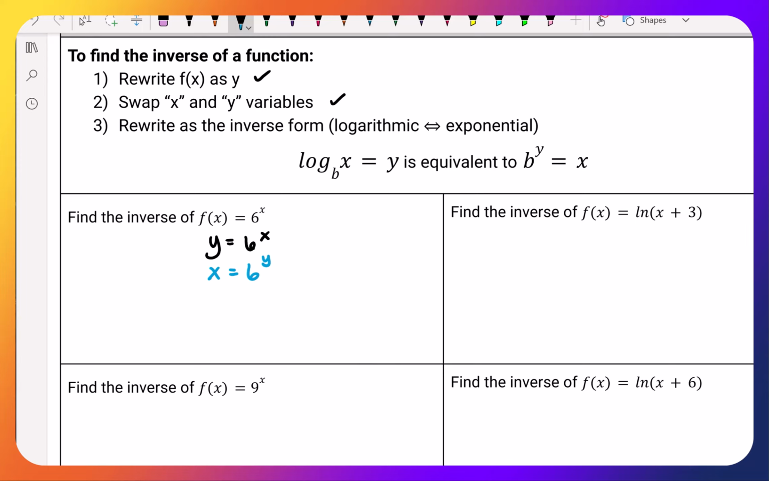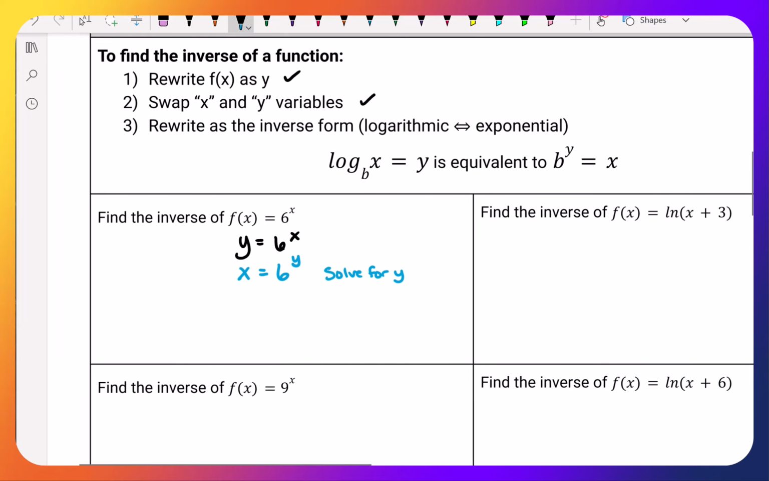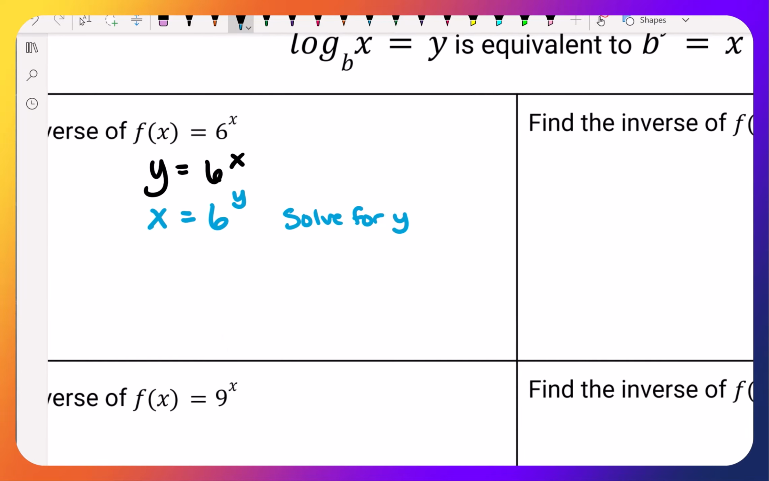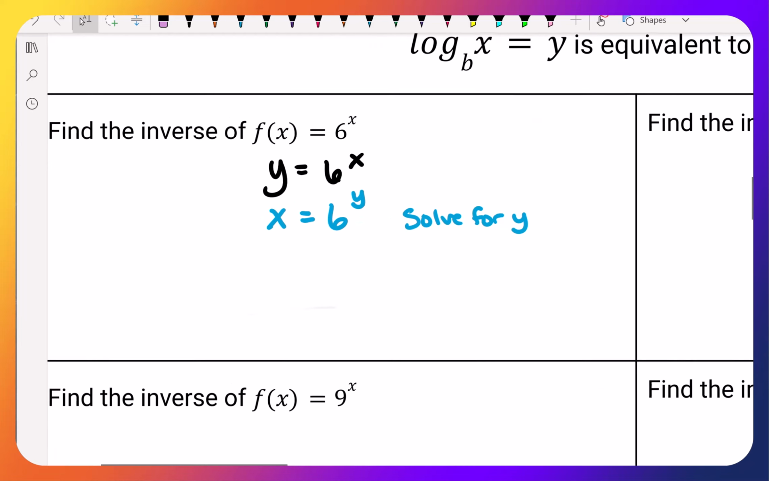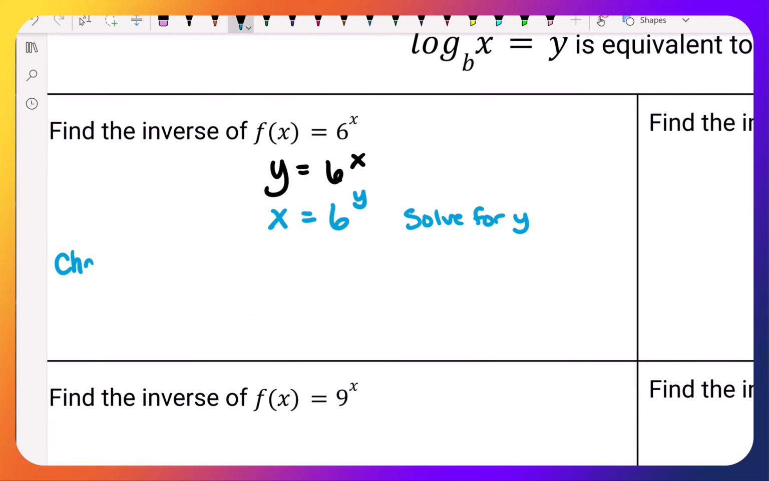Here's the deal. This looks a little bit weird, okay? What you're supposed to do is solve for y. That is the rule for any inverse. But you really can't solve for y, so you're kind of stuck. Now, in lesson 5.3a, we learned how to change an exponent to a logarithm. Since we're stuck, we are going to change this to a logarithm.